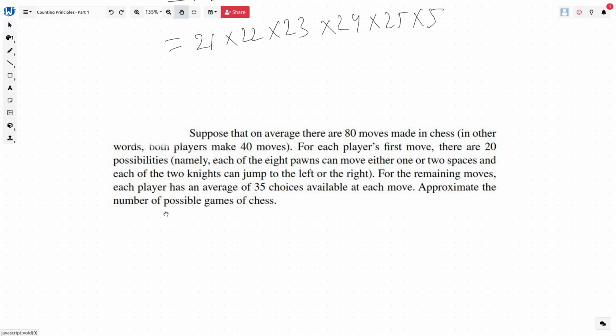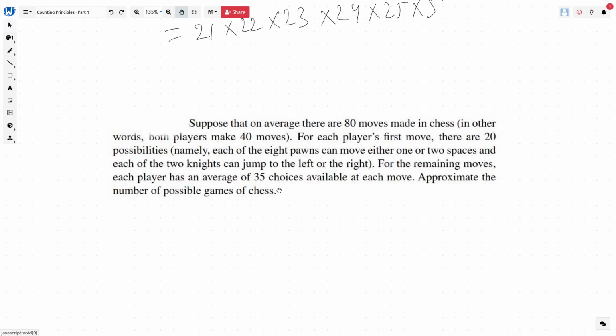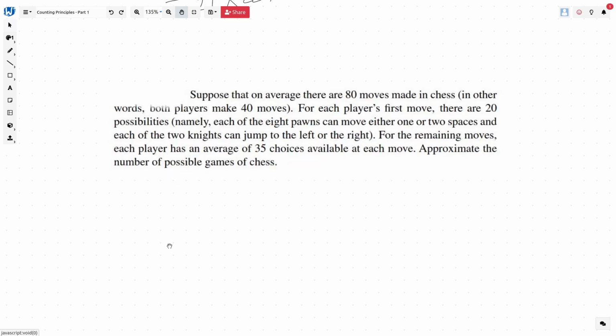Find the number of possible games of chess. So we are given quite a difficult question to answer, right? Let's say a chess game has 80 moves, 40 by each player. The first 2 moves can be done in only 20 ways, and the rest of the moves can be done in 35 ways on average. So let's try to find out.